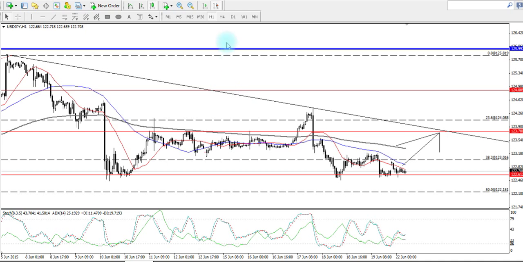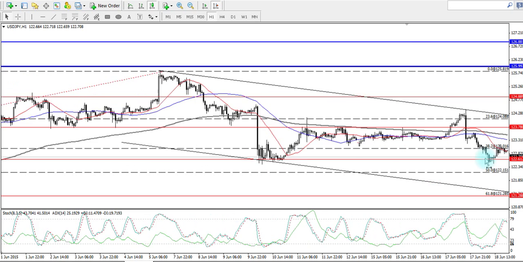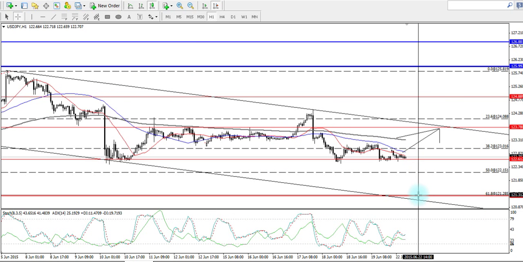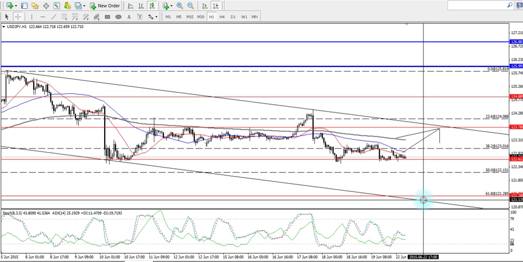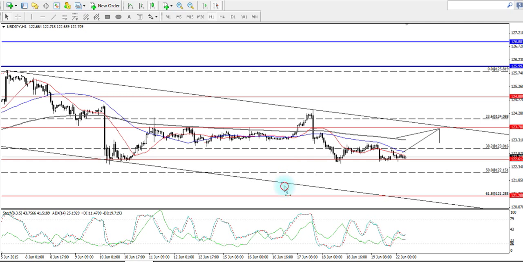And of course, if price were to fall, then we are actually expecting price to fall all the way to the retracement level of 61.8%, the price of 121.28. You might want to consider plotting a falling trend channel in this case. Just in case the price touches this level and starts to break lower, the next level will be at the bottom of the probable falling trend channel. Alright, so that's for the dollar against the Japanese yen.